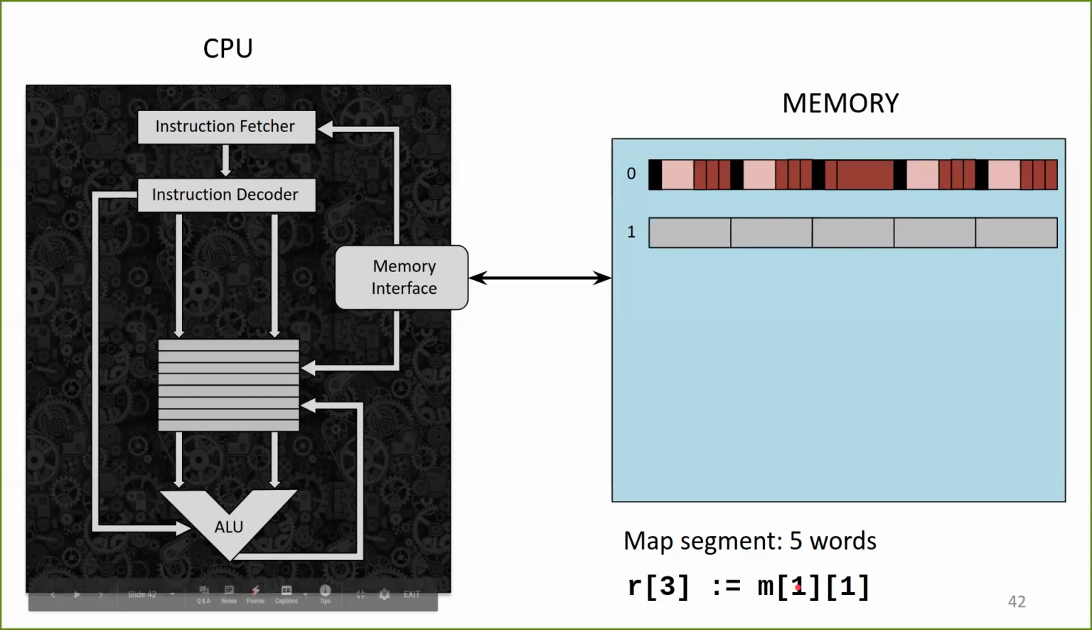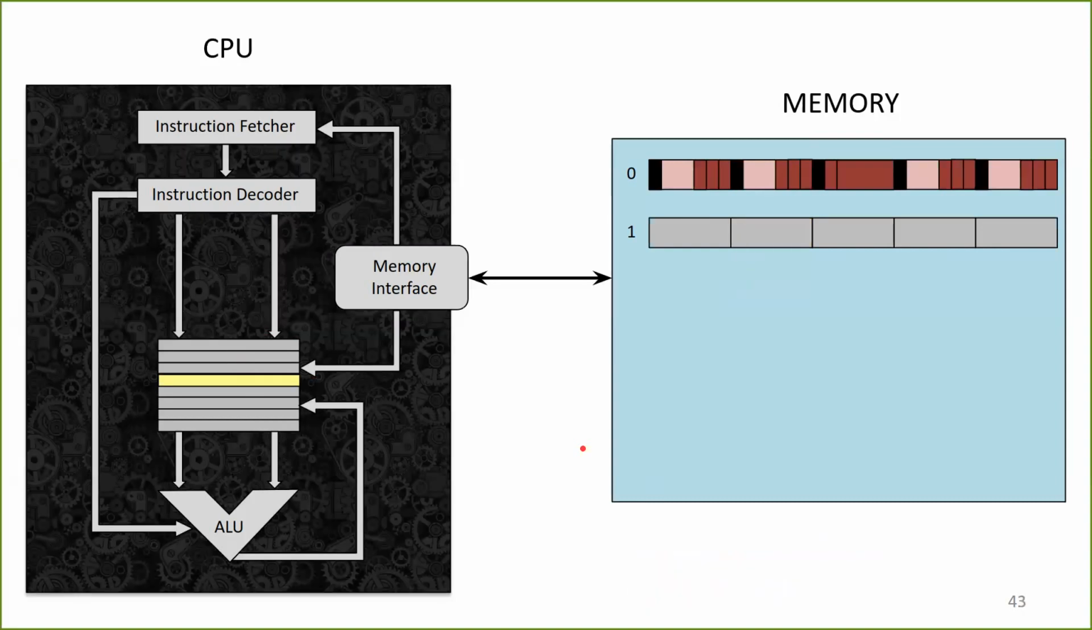The answer based on this is I'm accessing memory in segment 1. The first integer is the segment identifier, and I'm accessing the word at index 1. So counting from 0, I am accessing the first word in segment 1 and storing that in register 3: 0, 1, 2, 3.